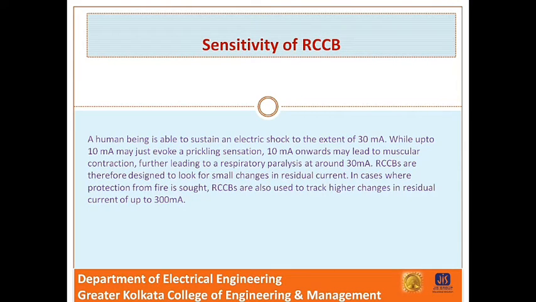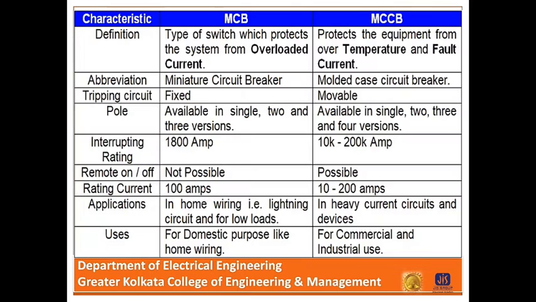Sensitivity of RCCB. A human being is able to sustain an electric shock up to 30 mA, while up to 10 mA just evokes a prickling sensation. 10 mA onwards may lead to muscular contraction, further leading to respiratory paralysis at around 30 mA. RCCBs are therefore designed to look for small changes in residual current in cases where protection from fire is sought. RCCBs are also used to track higher changes in residual current up to 300 mA.